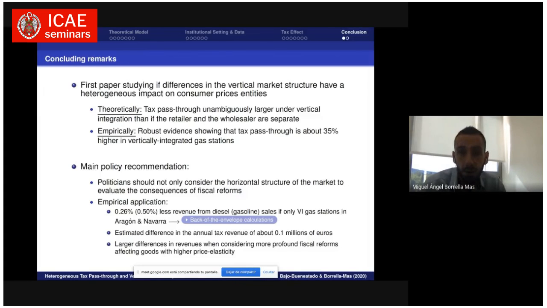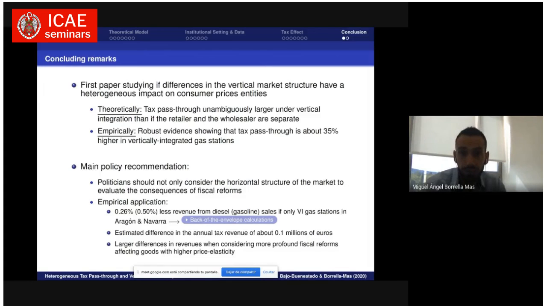For instance, in our empirical application, we calculate that if there were only vertically integrated gas stations, these four provinces would raise about 0.26% less revenue from diesel and 0.50% less revenue from gasoline, compared to the case in which we only have independent gas stations. Combining these figures, we estimate a difference in the annual tax revenue for these provinces of about 0.1 million euro.